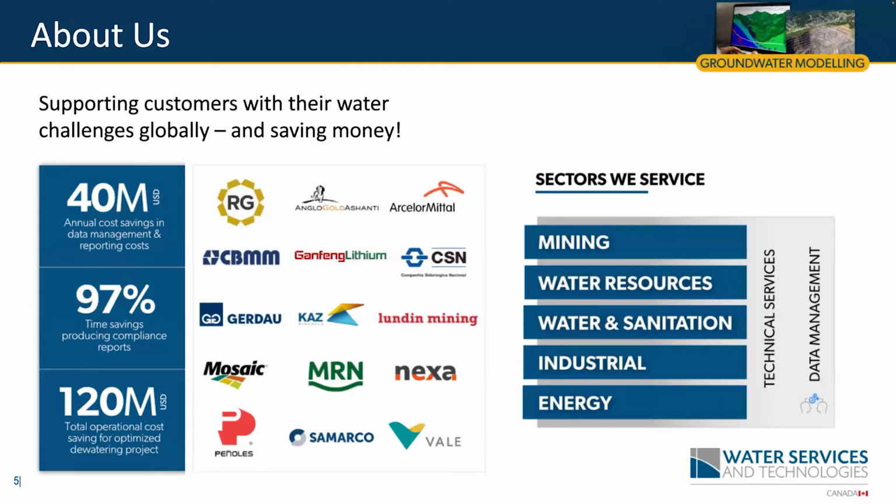Now, in terms of our customer base, we'll just share a little bit about mining here. We're really proud of some of our accomplishments and milestones. You see here some key companies around the world that are actively mining, publicly traded companies, where we've helped them save a tremendous amount of time and money. For example, we helped a company save $40 million in annual costs with some data management and reporting solutions through our data management team. We've also helped a customer achieve a 97% time savings in compliance reporting. And more relevant to this particular webinar, one of our clients saved $120 million in operational costs due to some optimization and dewatering that we helped them with. We're really proud of this, and we look forward to working with many more companies in the future.